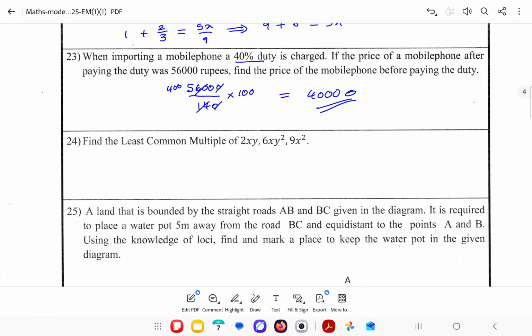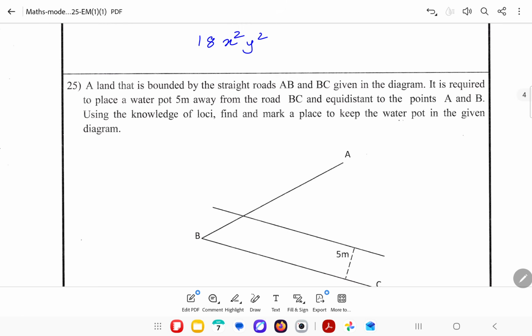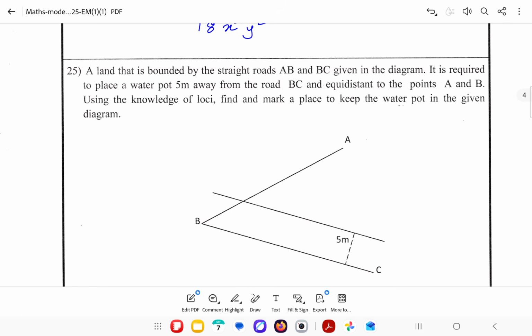Find the least common multiple of 2xy, 6xy squared, 9x squared. So first find the common multiple of 2, 6, 9, which is 18. Then the x terms, so x squared, then the y terms, which is y squared.